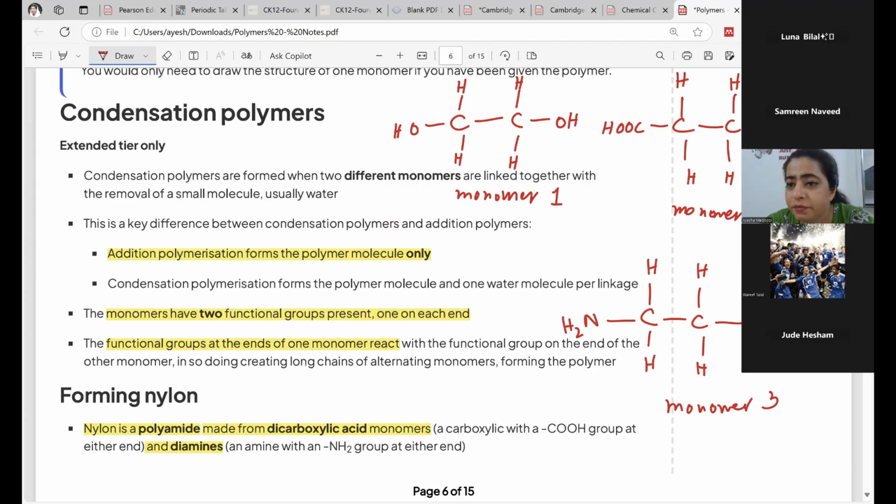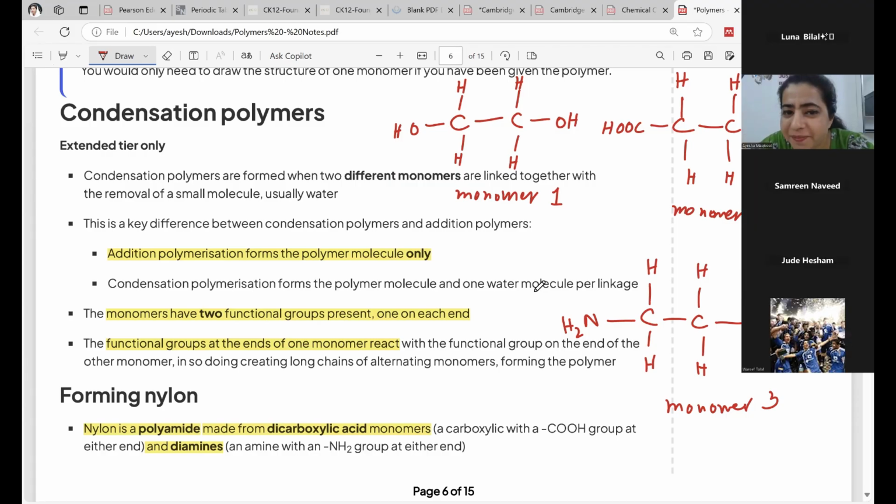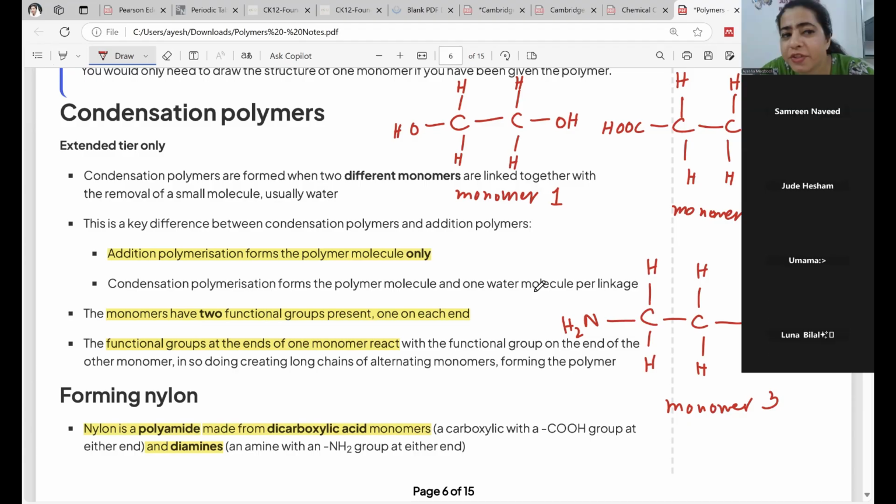Yes, Luna. Miss, didn't we say that monomers are usually double bonded? For addition polymerization, yes. So it differs in the other type of polymerization. For addition polymers, they are always carbon-carbon double bonded. For condensation polymers, they don't need a double bond, but they need functional groups on both sides.